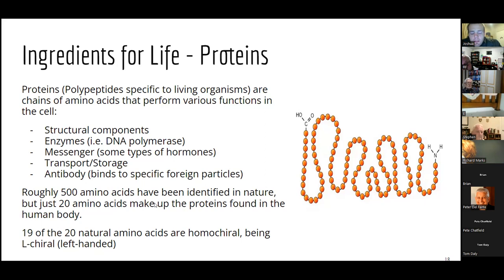Are you thinking of the chirality? Are you thinking of the different... No. Even if you just had one set, say the left-handed, there's a limited number of left-handeds, and you have corresponding right-handed ones. So of those 500, most will be able to be both left and right-handed. Yeah. So 19 or 20 of those 500 are used in the human body, and they come in different isomers. They can be left or right-handed. That's still the same amino acid.